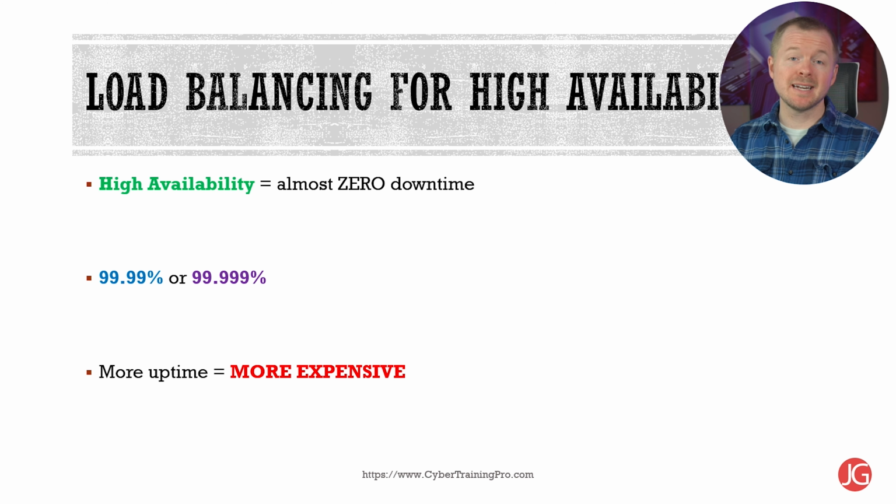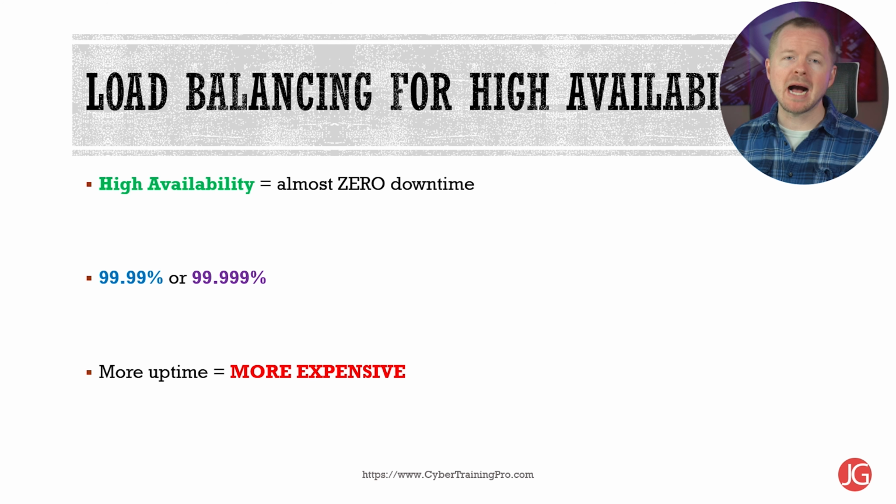Some organizations, networks, or systems have a need for high availability. High availability means that the system needs to be up and operational with almost zero downtime. You might have heard of 4 nines or 5 nines of availability, and this basically means 99.99% or 99.999% of available uptime. These are really high amounts of uptime, and to give you an example, 5 nines equals less than 6 minutes of downtime per year. The more uptime or availability requirement that you have, the more expensive it's going to be.